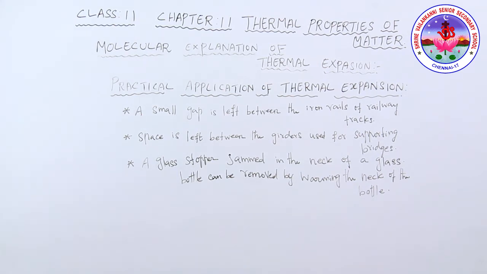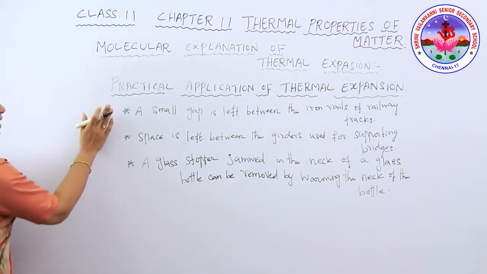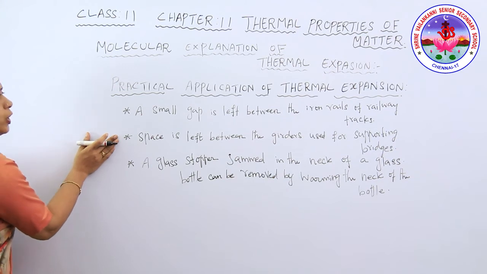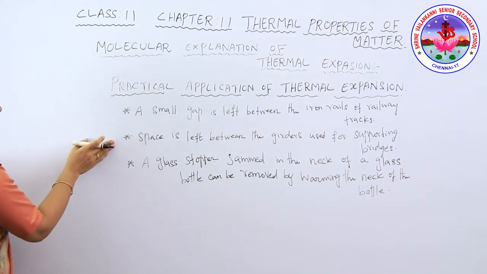The next one is the space left between the girders which are used for supporting bridges. This allows their expansion during the summer. Moreover, the ends of the girders are placed on metal rollers to allow expansion and contraction to take place easily with the seasonal change. So all this is happening because of the seasonal change.